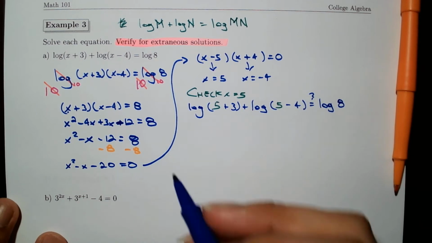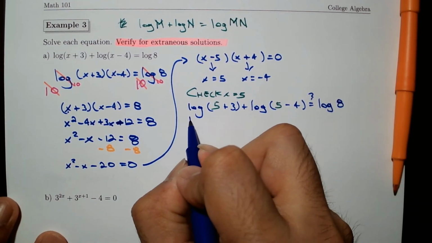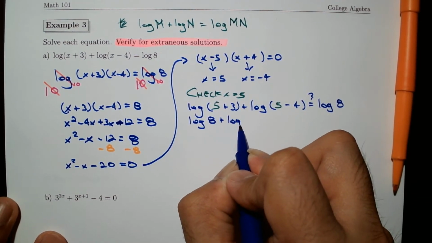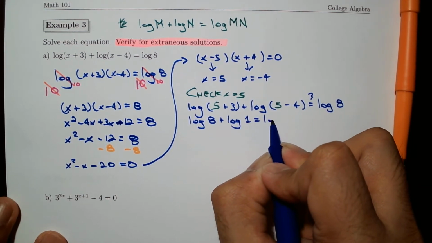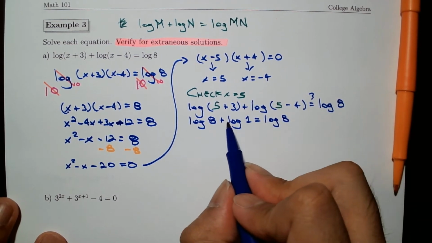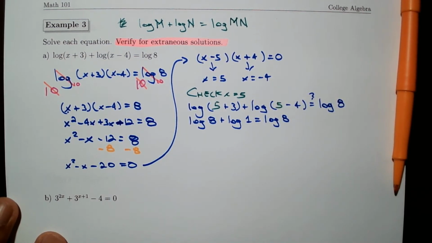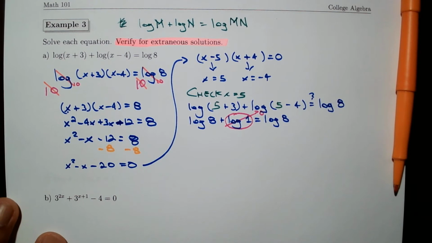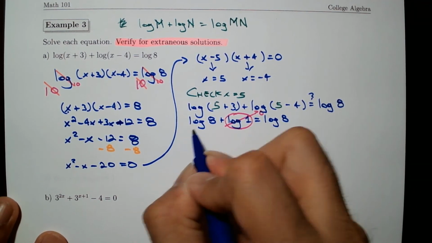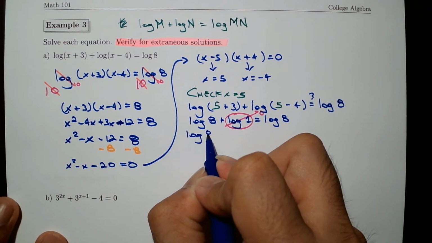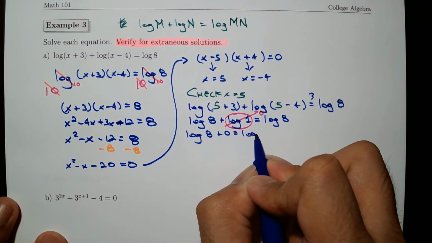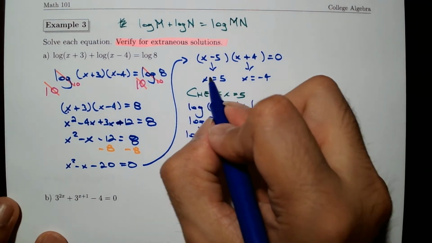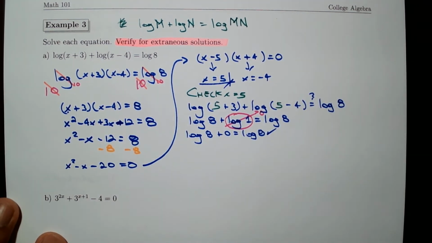So let's simplify the arguments of each single logarithm here. I'm going to have log of 5 plus 3, that's log of 8, plus log of 5 minus 4, which is log of 1. Is that equal to log of 8? Well, let's find out. Something we know here is that log of 1, regardless of the base, is 0. So this is going to yield log of 8 plus 0 equals log of 8. And log of 8 plus 0 is simply log of 8. So x equals 5 is so far an okay solution.